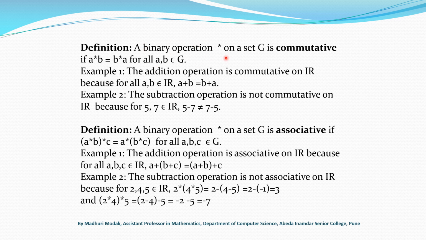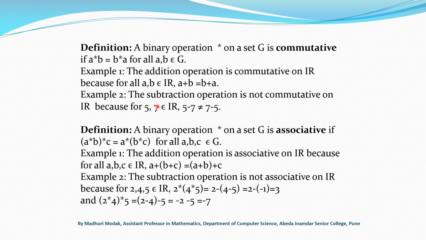It means that whenever we have to show the commutative property, we take two general elements A, B from that set G, and we have to show that whatever the answer of A star B is, it is the same as B star A. So we are just reversing the order of A and B. Now, we have already seen that addition is a binary operation on Z, Q, R, N. If you consider any two real numbers A and B, then A plus B is equal to B plus A. So this holds for all A, B belonging to R.